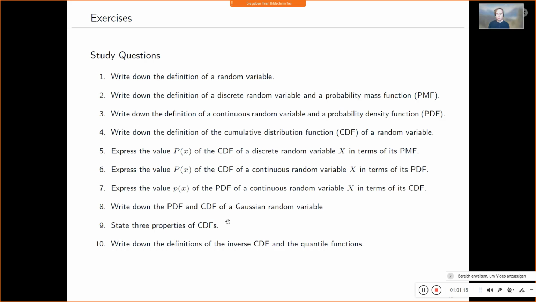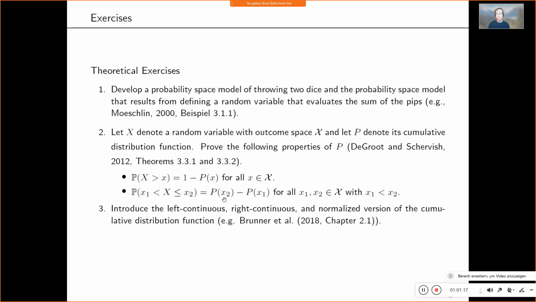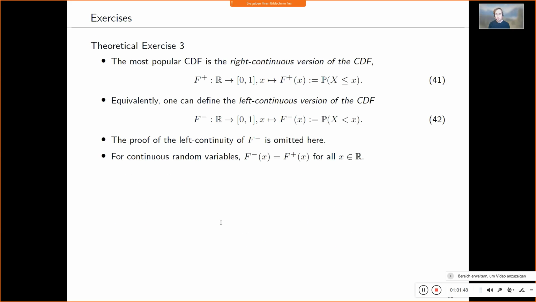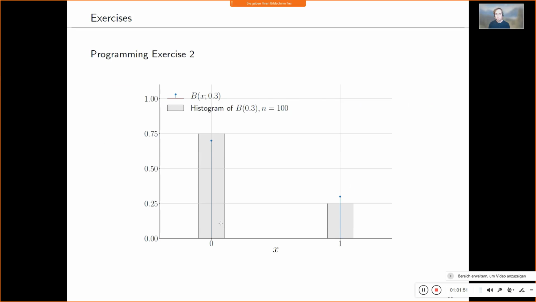Good. Then later on in the exercises, we will see an example for constructing the probability distribution of a random variable by means of an underlying probability space. We will look a little bit more into properties of CDFs, and we will look at the fact that there are more than one definition essentially of CDFs, which are sometimes useful, sometimes not. And then we will look at some visualizations in the programming exercise.